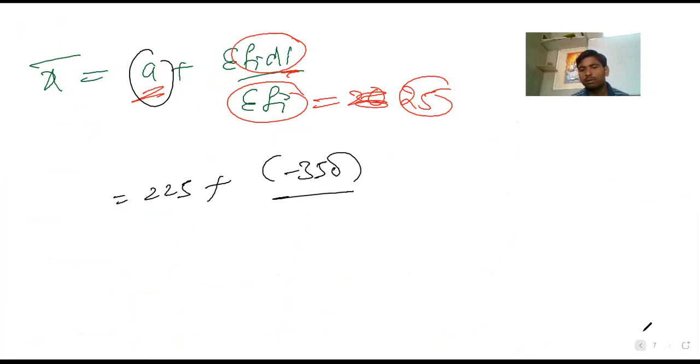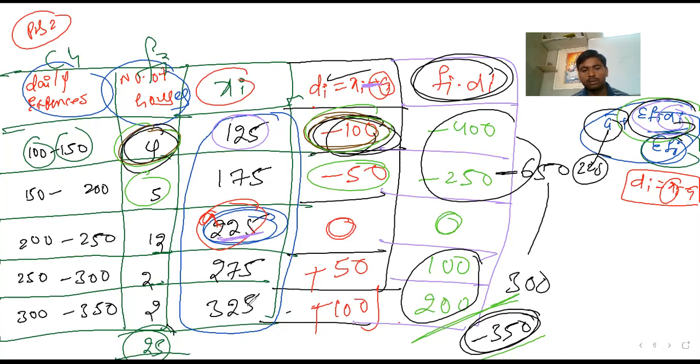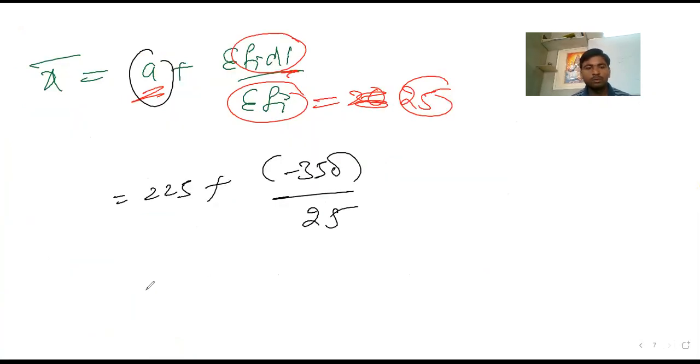By sigma fi, how much did you get? 25 you got. Sigma fi is 25. So 25. Please do the calculation: 225 minus 350 by 25, right? So 350 by 25, the answer is 14.